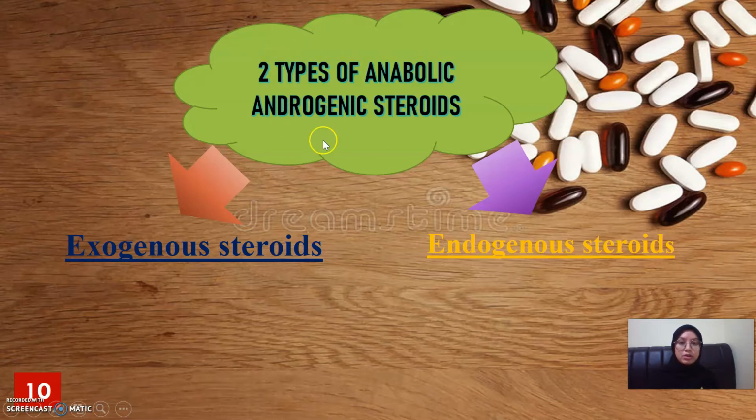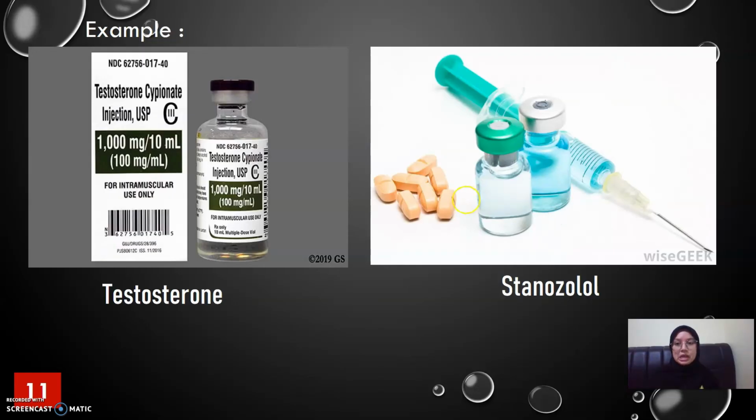There are two types of anabolic androgenic steroid. First is exogenous steroid. Exogenous steroids are synthetically created versions of the testosterone hormone. These substances cannot be naturally produced by the body. Next is endogenous steroid. Endogenous steroids are naturally occurring substances in the human body that are involved with the metabolism pathway of testosterone. Okay, this one is an example for anabolic steroid.